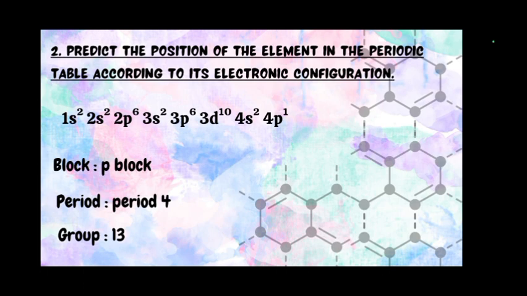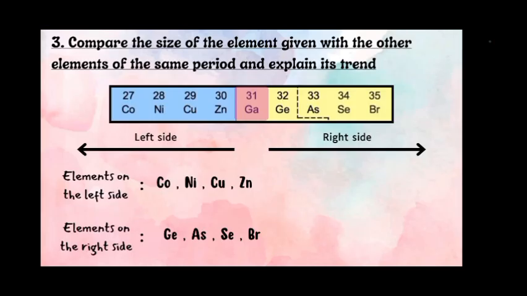And lastly, gallium has 3 valence electrons. So we add 10 to 3, we get 13. And thus, we can tell that gallium is located in group 13 of the periodic table. Now, let's compare the size of gallium with the other elements of the same period.